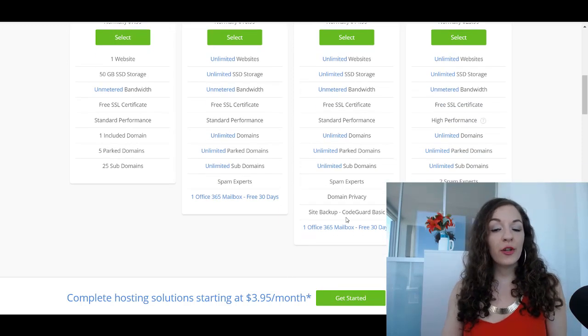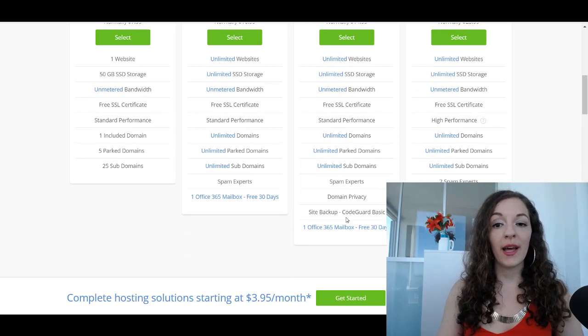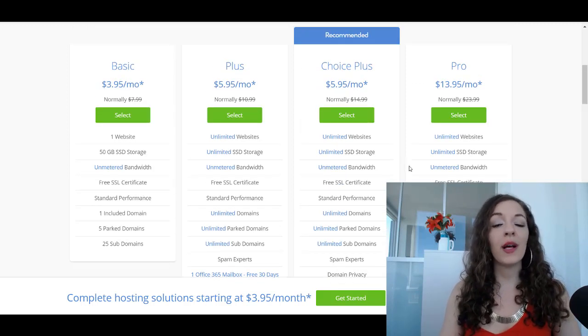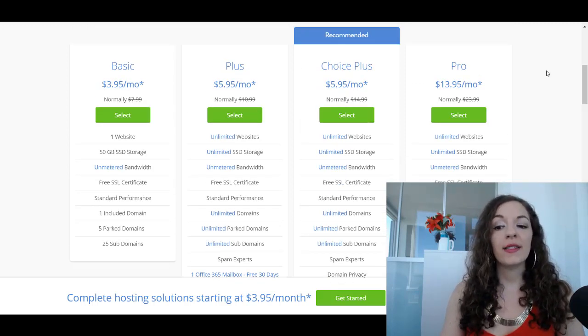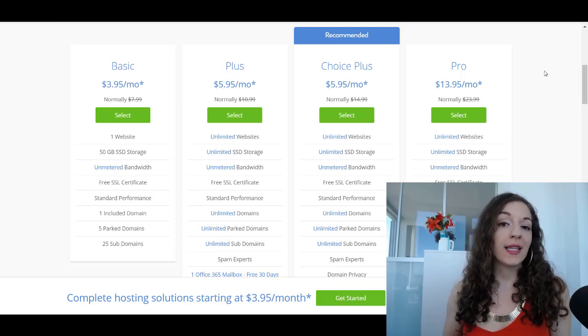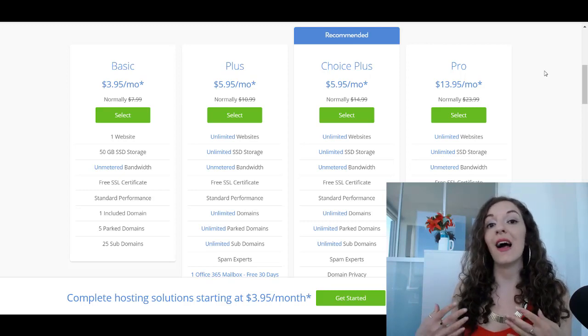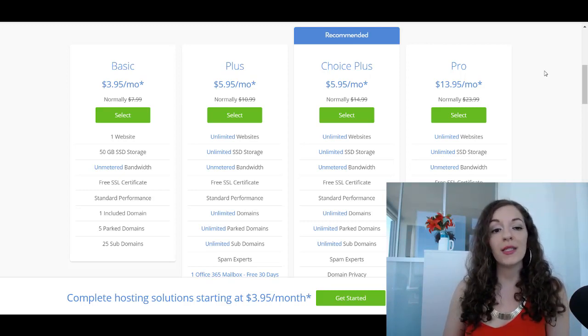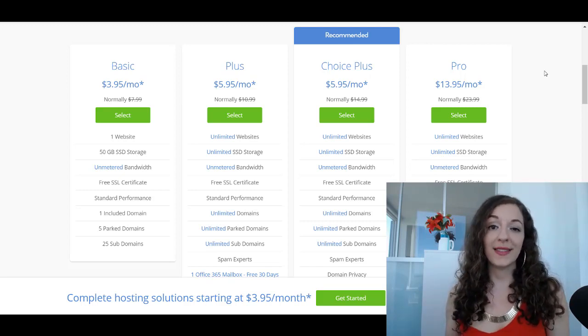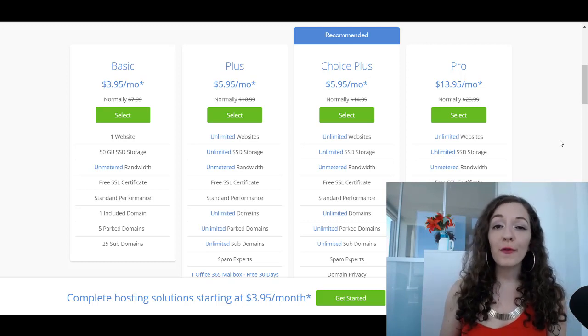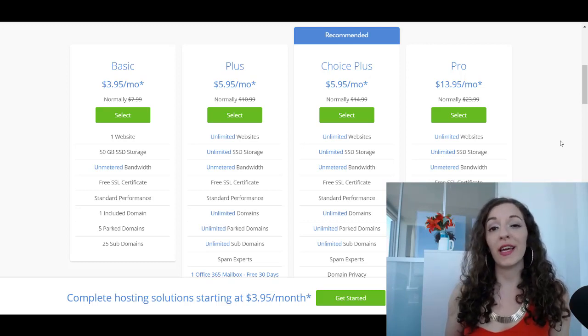And shared hosting is fine. I'm on a shared hosting plan. I think we have either the Plus or the Choice Plus, and it's been totally fine. Like I said, if you don't have a crazy amount of traffic coming to your website and you're not needing a ton of server space, then shared hosting is sufficient for you. So I would go with either the Plus or the Choice Plus. I hope that has been helpful for you in coming to a decision and finding out whether Bluehost is the right web host for you.